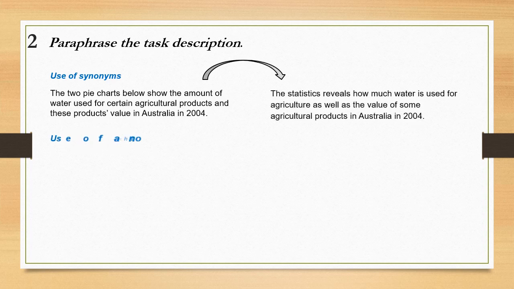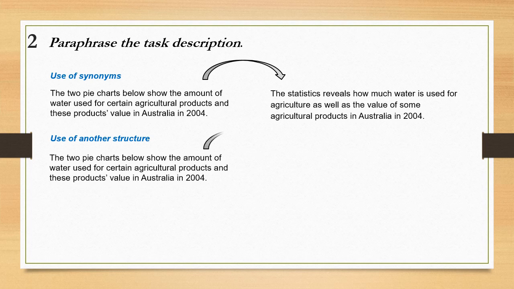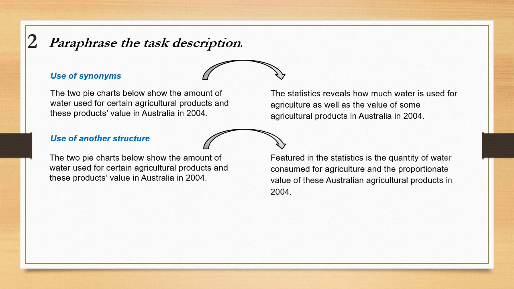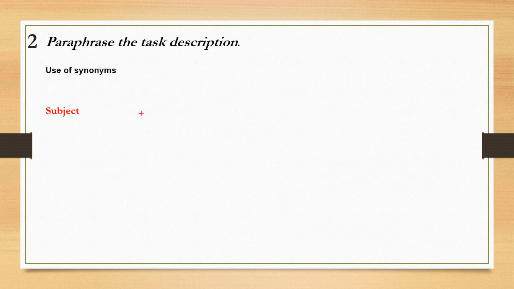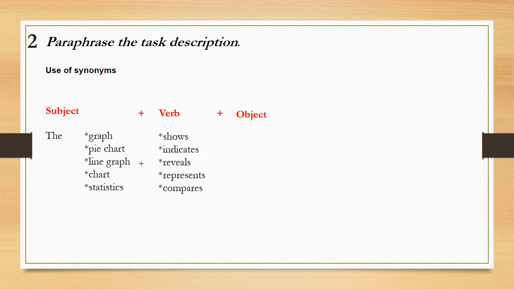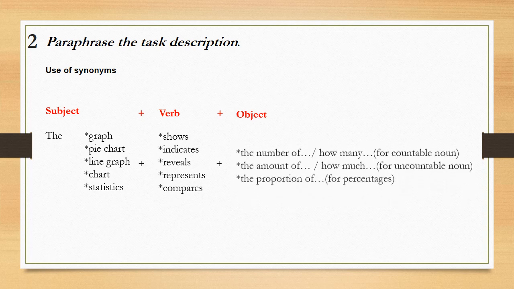So how do we paraphrase? Well, there are 2 ways. One is with the use of synonyms, and the other one is with the use of a different sentence structure. Ooh, sounds grammar. Some possible synonyms are already provided for you, so all you have to do is to just follow the structure: subject, verb, object.